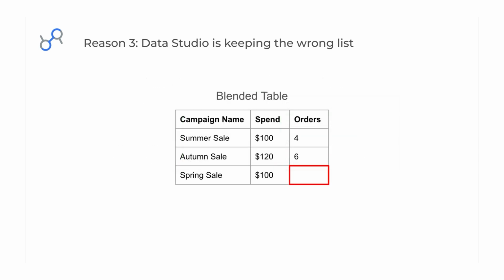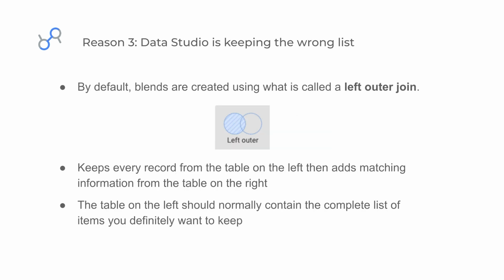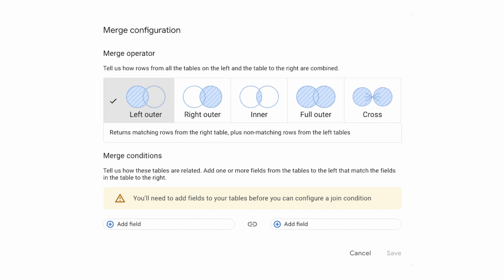Winter disappears because winter exists only in the table on the right. This isn't an error, it's exactly what a left outer join is designed to do. But it may not be what you intended. The order of the tables therefore matters. The table on the left should normally contain the complete list of items you definitely want to keep. That could be every campaign, every product, every customer, every date, or every employee. If you put an incomplete table on the left, records that appear only in the other table on the right may disappear.